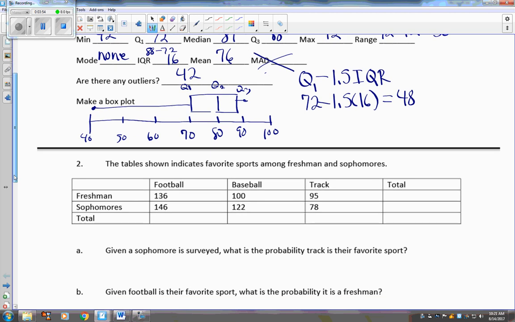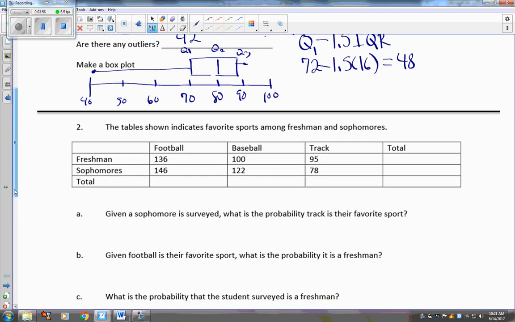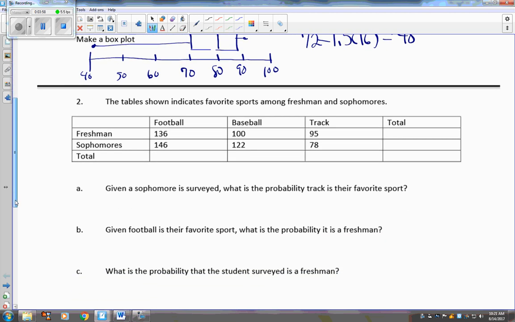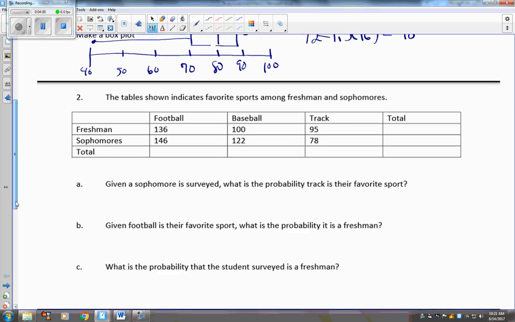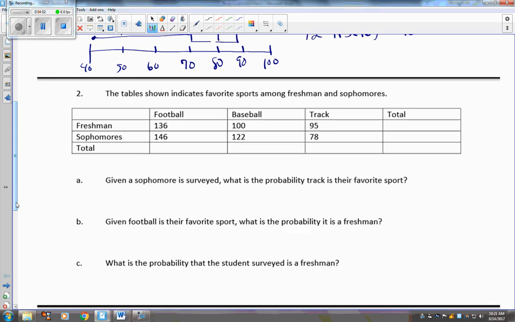Number 2, it says the tables shown indicate favorite sports among freshmen and sophomores. So I need to fill out this table. I'm going to get my totals here. This total is 282. This total is 222. Here we have 173. Across, this is 331, 346, and 677. To answer these questions, I do not have to make a joint and relative frequency table.